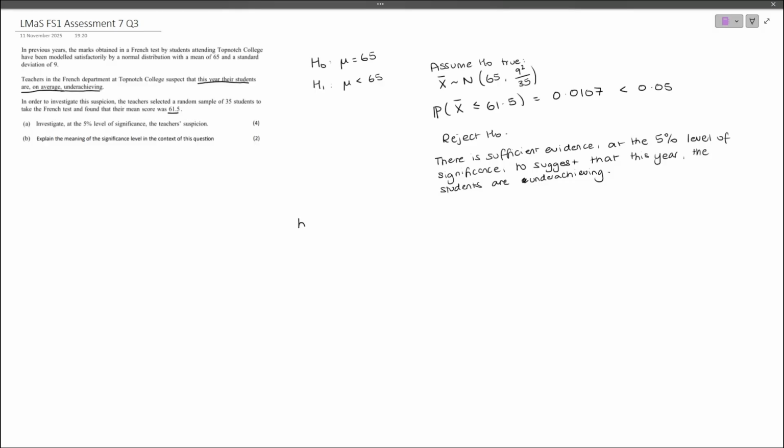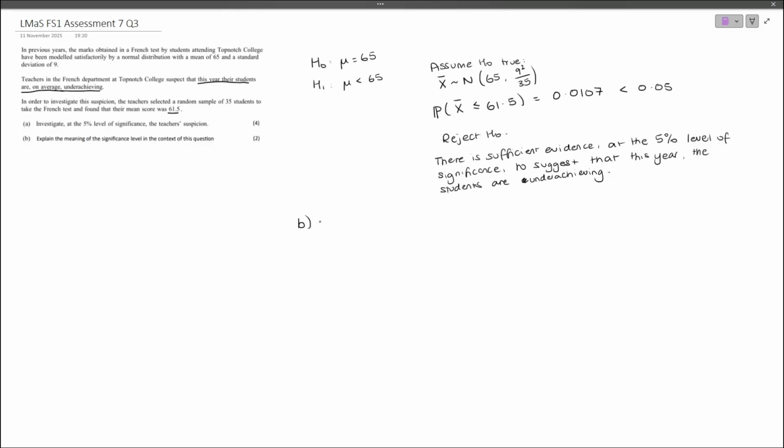So moving on to part B, I'm asked to explain the meaning of the significance level in the context of this question. So when we perform a hypothesis test, we assume the null hypothesis is true, and if our observation is very unlikely at the threshold of the significance level, we then reject the null hypothesis. However, this does mean that there is a 5% probability that if the null hypothesis is true, we are going to reject the null hypothesis.